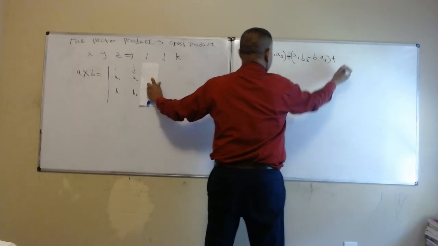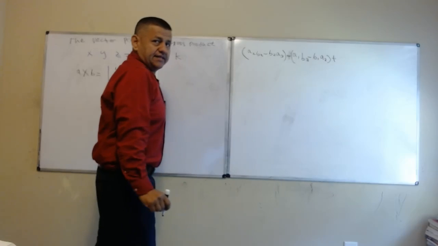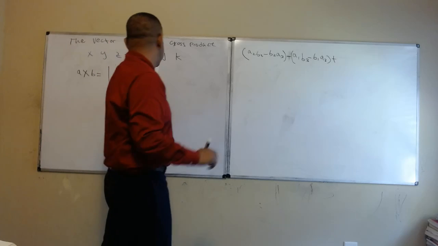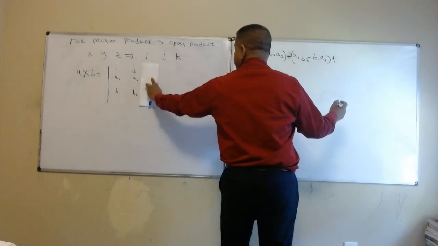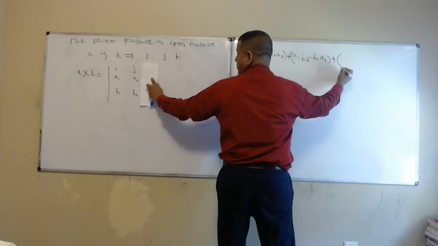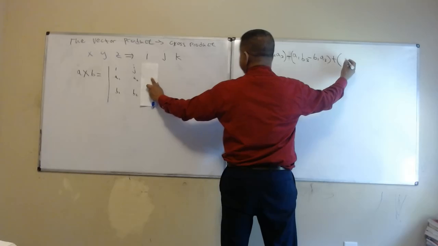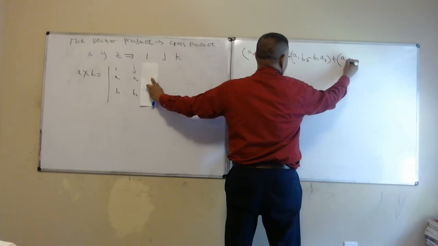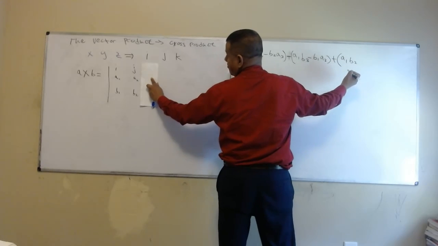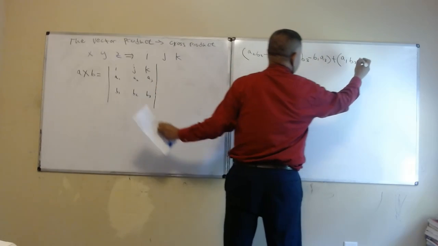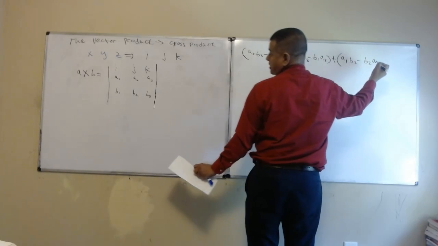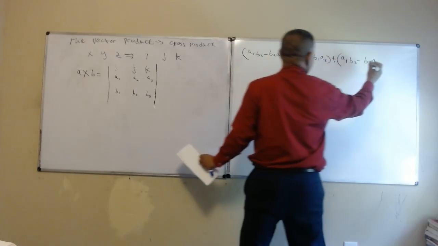Now when I do this, it's a plus sign. So it goes plus, minus, plus, right? So now I cover the K, and I do A1, B2, minus B2, A2, right?